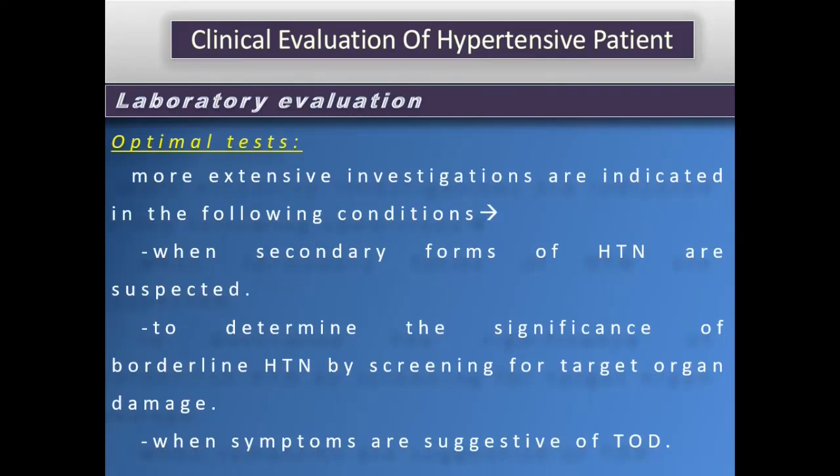What are the optimal laboratory tests? More extensive investigations are indicated in the following conditions. When secondary forms of hypertension are suspected. To determine the significance of borderline hypertension while screening the target organ damage, and when symptoms are suggestive of target organ damage.